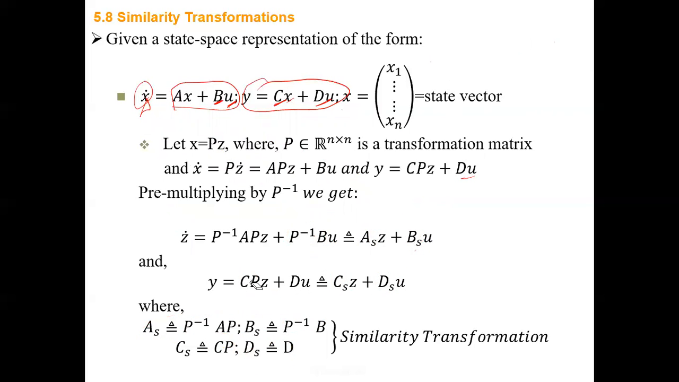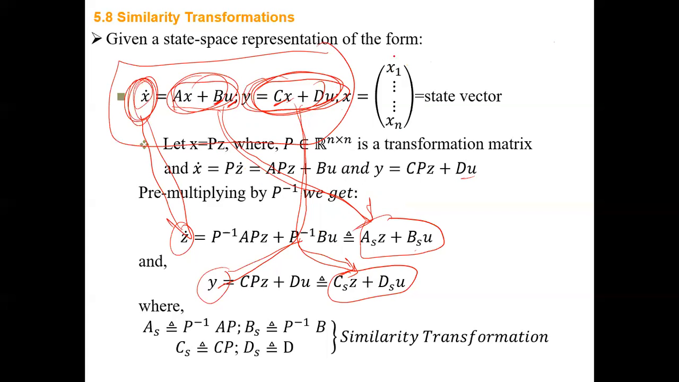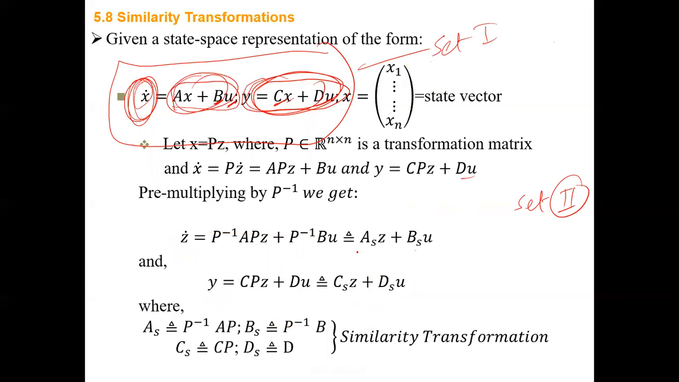If you do that, then they look similar. This is in terms of x dot, and this is in terms of z dot. This is similar to that, and this is similar to this. These two are similar to those two. This is called set 1, and this is called set 2. So you can go from set 1 to set 2 by using the similarity transformation, where As, Bs, Cs, and Ds are defined by this. This kind of transformation is called similarity transformation. Make sense?